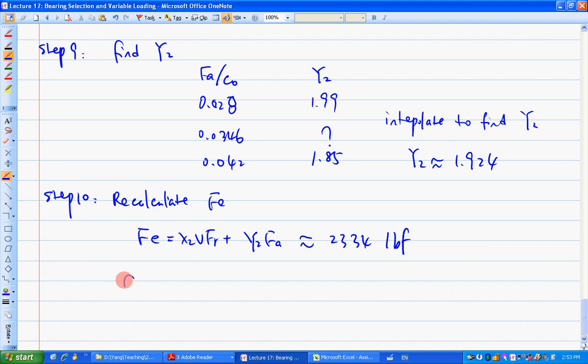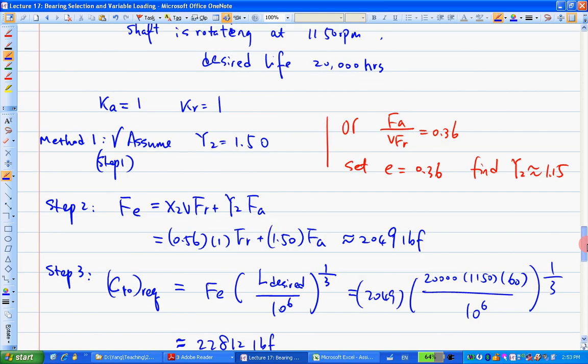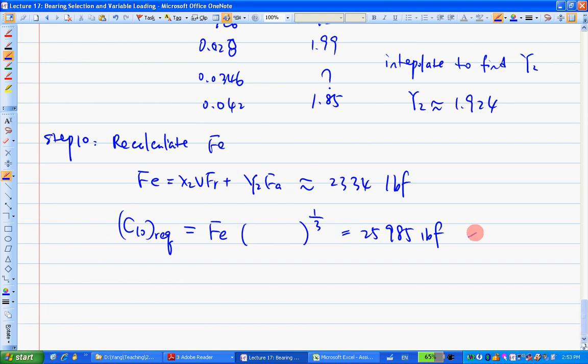Then based on this Fe, you calculate C10 required again, okay? C10 required again. So this one, 1 over 3, everything the same thing. So plug this Fe over here. So that gives you 25,985 pound force. So this is the updated C10 required. Now, is this number bigger or smaller than the C10 that we just picked? We picked 6316. The C10 is 27,600. So this number is still less than the value we picked, right? Which means that's it. So the bearing that you picked satisfies the requirement here. So 6316 it is.